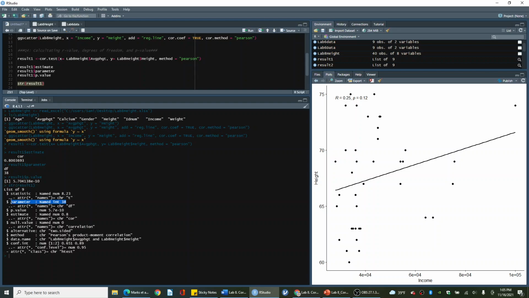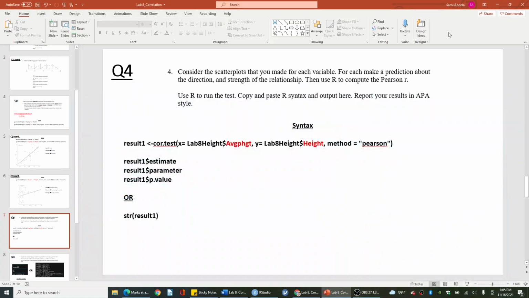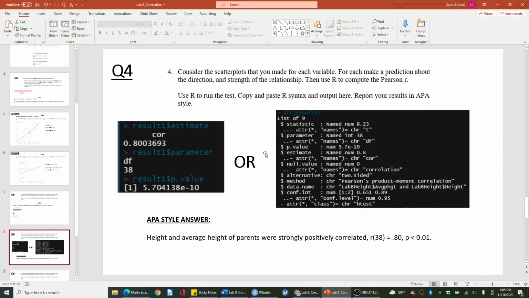So our parameter is 38. The p-value is less than 0.001. This is really, really small. It doesn't say 0.001, but if you did that math, it would be really, really small. And then for the correlation, it's right here, 0.8. So it even rounds it up for you, which is kind of cool. And then we have these outputs here.